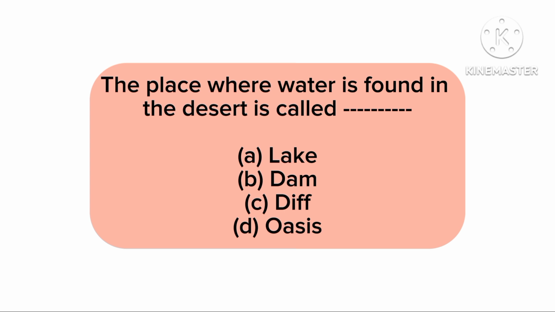It's called oasis. A lake is a large area of water that is surrounded by land. Now, a dam is a barrier constructed to hold back water and also raise its level, which usually forms a reservoir that is used in generating electricity. Option C, diff. Diff is also not the correct answer. Diff is a computer program, so it doesn't really have anything to do with the question. So, like I said, option D, oasis, is the correct answer.